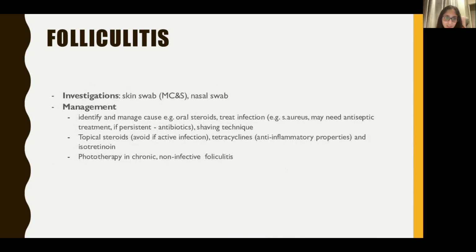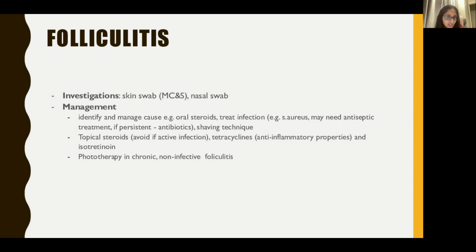So in terms of management, we can take skin swabs and send it for microscopy and culture and see if there are any sensitivities associated with it, and also a nasal swab. In terms of management, we can, of course, use the skin swab to direct our treatment. We can use oral steroids.